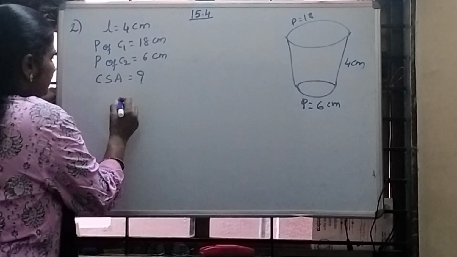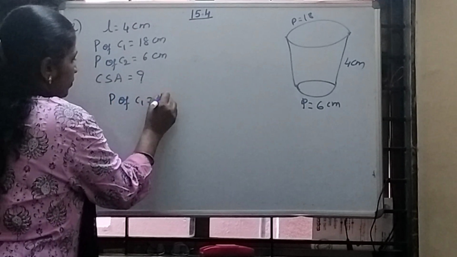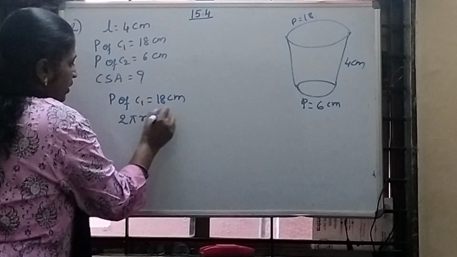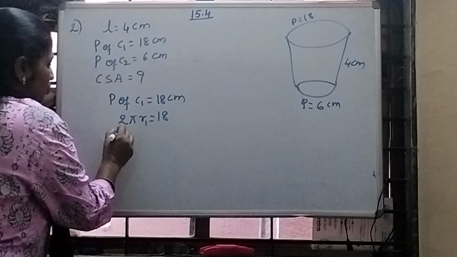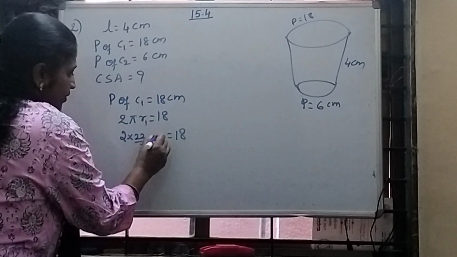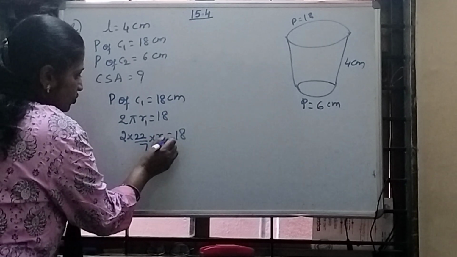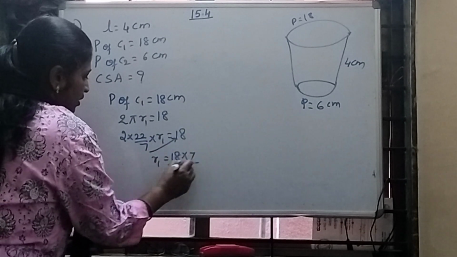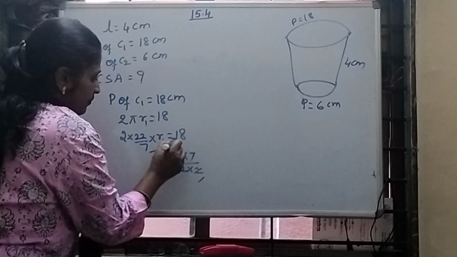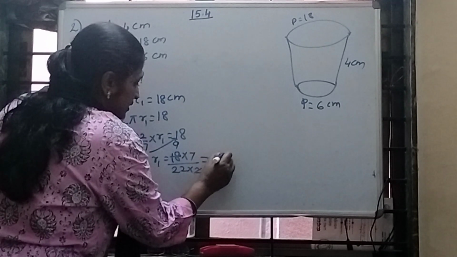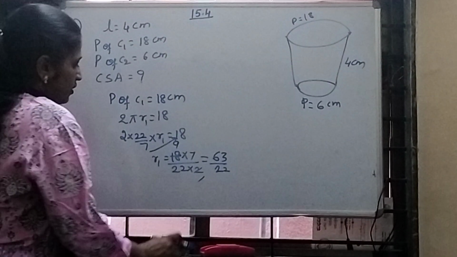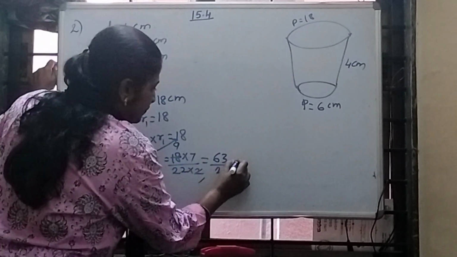First, the perimeter of circle 1 is equal to 18 centimeters. The formula is 2 pi r equal to 18, and we will get R1. So 2 into 22 by 7 into R1 is equal to 18. R1 is equal to 18 into 7 divided by 22 into 2, as the 7 moves to the numerator. Two nines are 18, and 9 sevens are 63, divided by 22. So R1 is 63 by 22 centimeters.